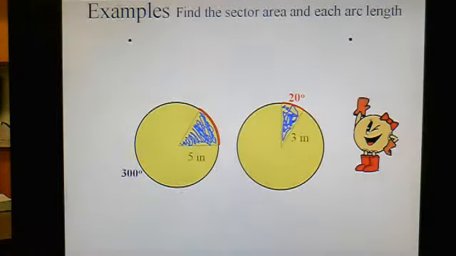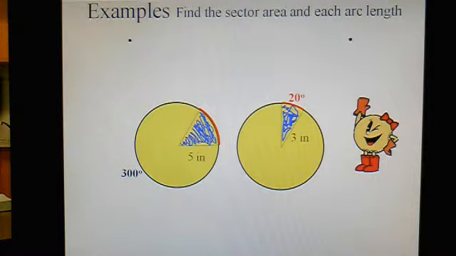Radius is 3 inches on the one on the right. Give you a second to maybe sketch them real quick. Draw a little piece of pie on there. Figure out the area of each sector, in other words, that beautifully shaded blue space, and figure out the length of the red arc that you see on there.